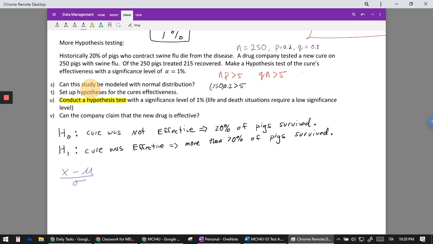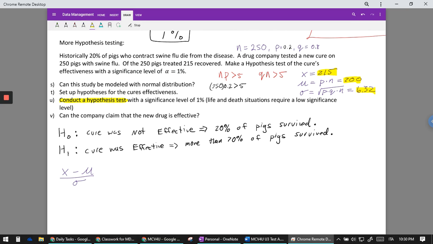Now, X in this case is going to be 215. The average is going to be P times N, or 200. And the standard deviation is going to be the square root of P times Q times N, okay? And that one I'm going to have to calculate. So let me pause that and I'll get a calculation on that. All right, so I got that. It's 6.32, my standard deviation. My average is P times N, and my X value is 215, okay?